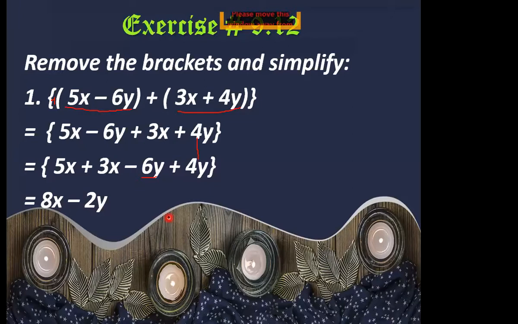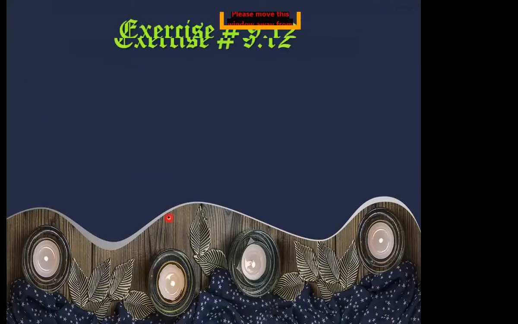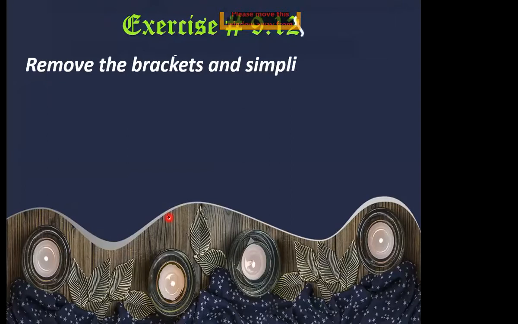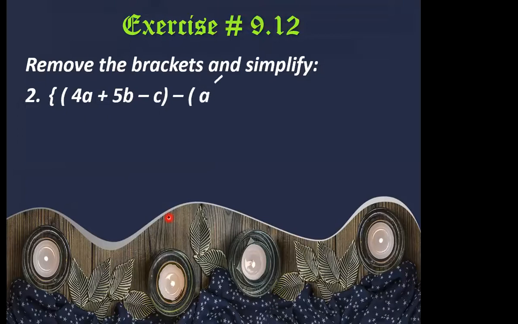Okay. Now move on to the next question. Again from exercise number 9.12, and the question is the same: remove the brackets and simplify. Means you have to remove the brackets, which is the innermost. Now here you have the question, and what you have to do in this question is remove the bracket, right?